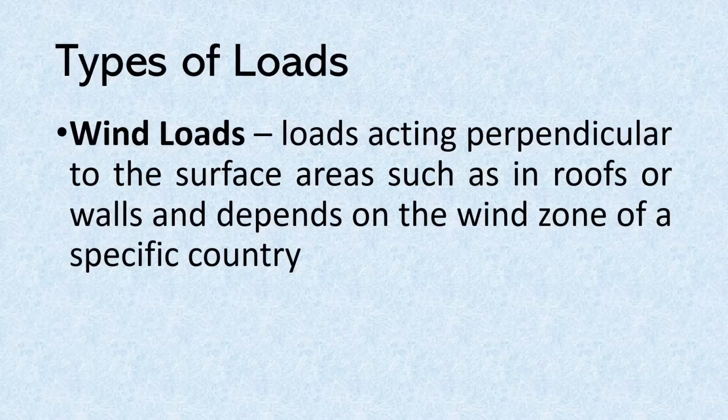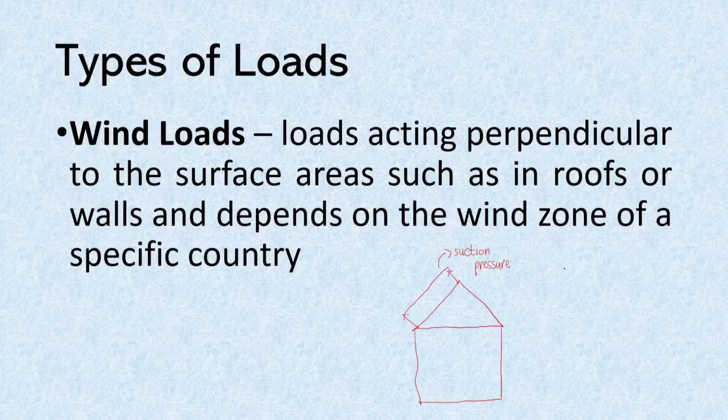And then we also have our wind loads, which act perpendicular to the surface areas of our structure. Let's say this is our roof. Our wind loads will act perpendicular to the surface area of the structure, so it will act this way. This is our wind load, which acts perpendicular to this line. Now sometimes wind loads may also cause a suction pressure, and so it will act like this. This is the suction pressure.